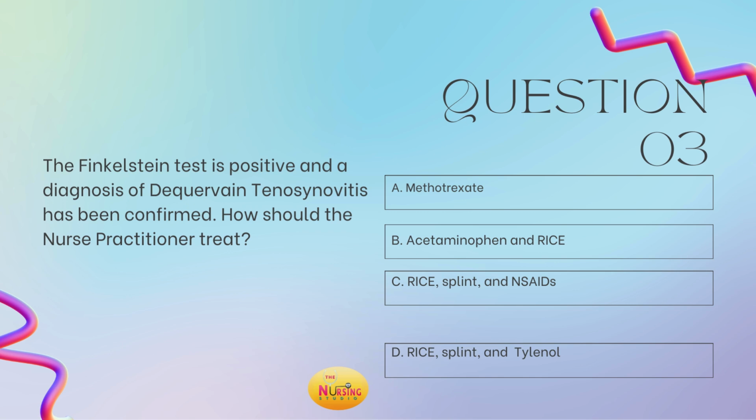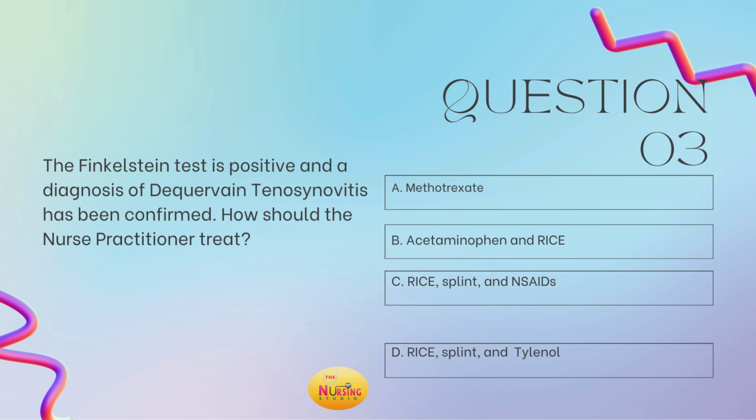Okay. So, again, how do we treat De Quervain's tenosynovitis? Do we treat with methotrexate? Know your meds. Methotrexate is a DMARD, commonly utilized for things like rheumatoid arthritis. So, no, that's not our best answer. B, acetaminophen and RICE. Now, we do need to do RICE, rest, ice, compression, elevation. That does help with this. But acetaminophen, aka Tylenol, is not the best treatment option for this. C, RICE, splint, and NSAIDs. Yes, this is your correct answer.